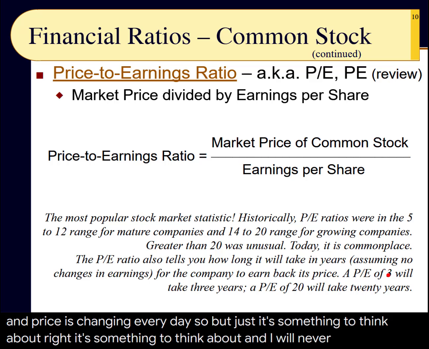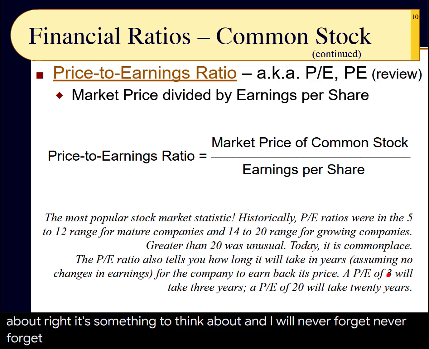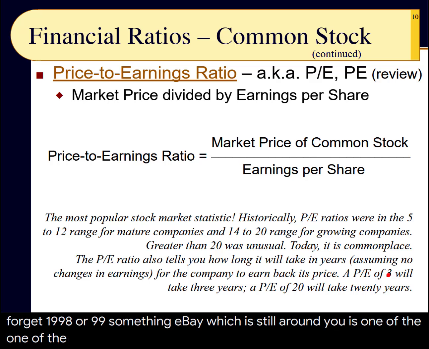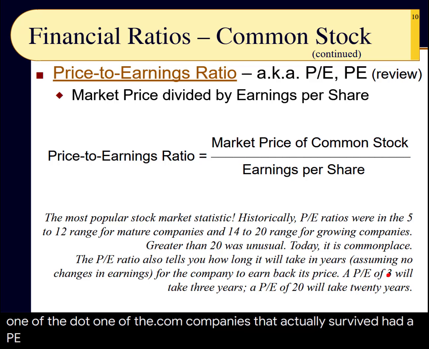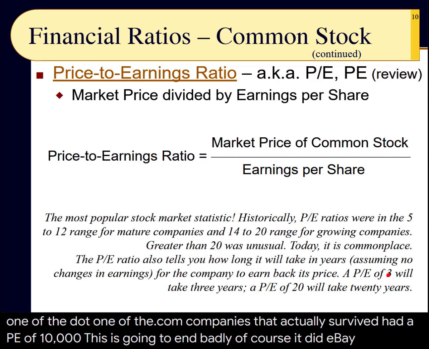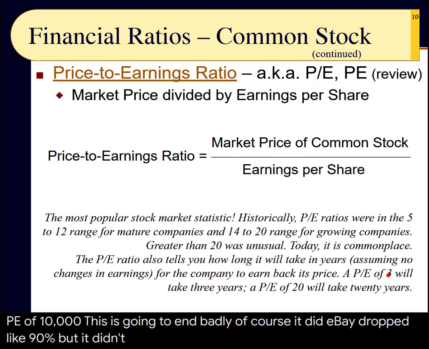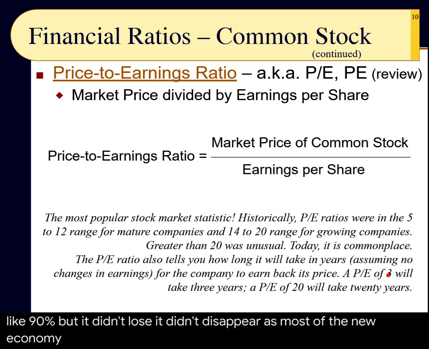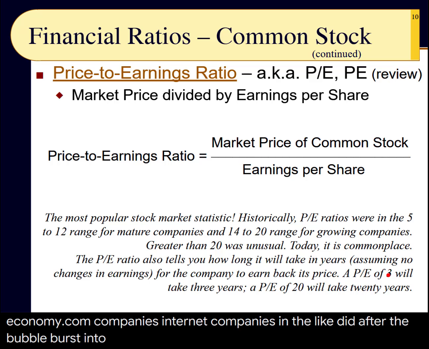And I will never forget, this was 1998 or 99 or something, eBay, which is still around and is one of the dot-com companies that actually survived, had a PE of 10,000. I said, this is going to end badly. Of course, it did. eBay dropped like 90%, but it didn't disappear, as most of the new economy dot-com internet companies and the like did after the bubble burst in 2000.